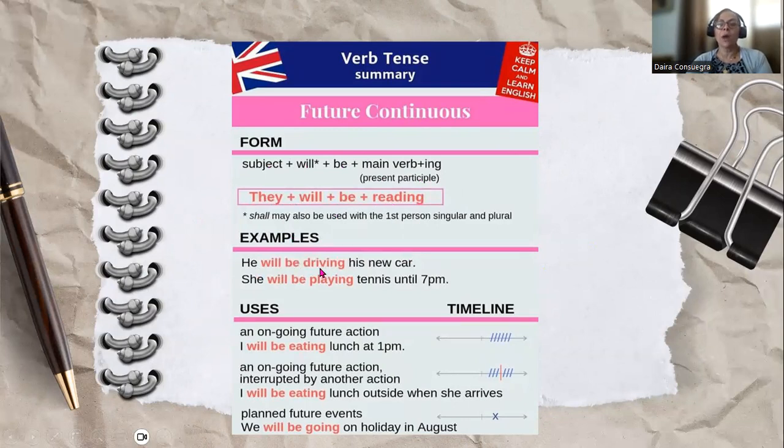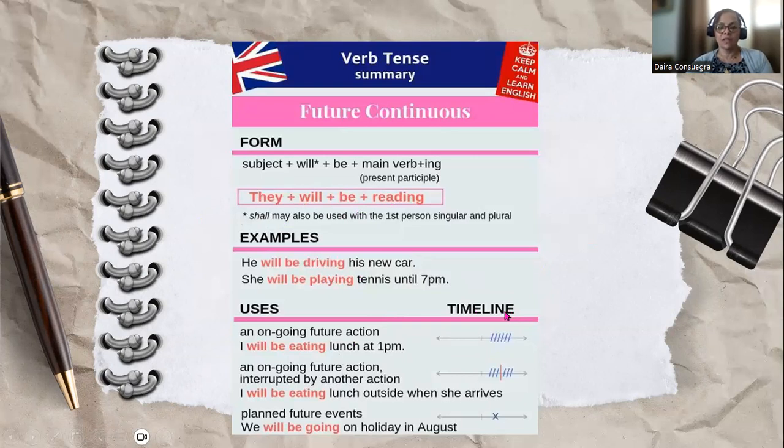He will be driving his new car. Here we have the subject, the will, the be, and then we have drive with the ing, and then we have the complement. She will be playing tennis until 7 p.m. Ella estará jugando tenis hasta las 7, porque también es tocar, hasta las 7 de la noche. Entonces, siempre vemos la función. El sujeto, la partícula will, be como verbo, y verbo principal read, o el que tenga con el ing.